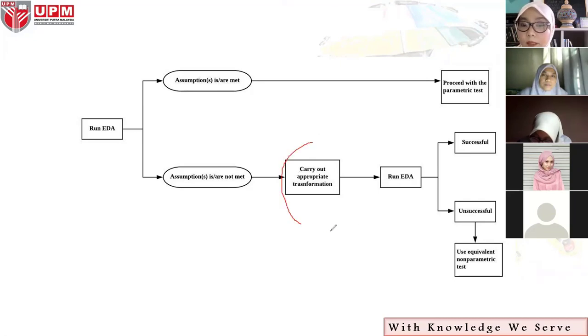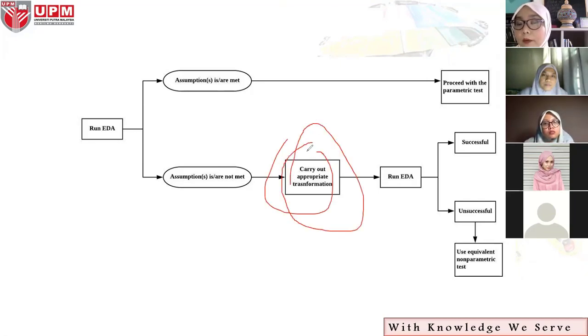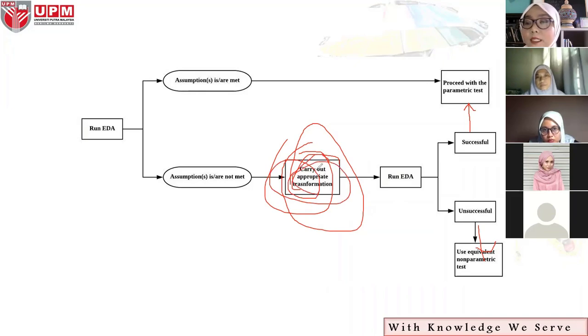I thought we will discuss this later. Nih, how to carry out appropriate transformation. If the transformation is successful, then you can proceed with parametric. But if after the transformation it is unsuccessful, then you have to use the non-parametric. So kita ada kat sini transformation ni. But this transformation is not the same as data transformation. Eh, this is a different thing. Okay.